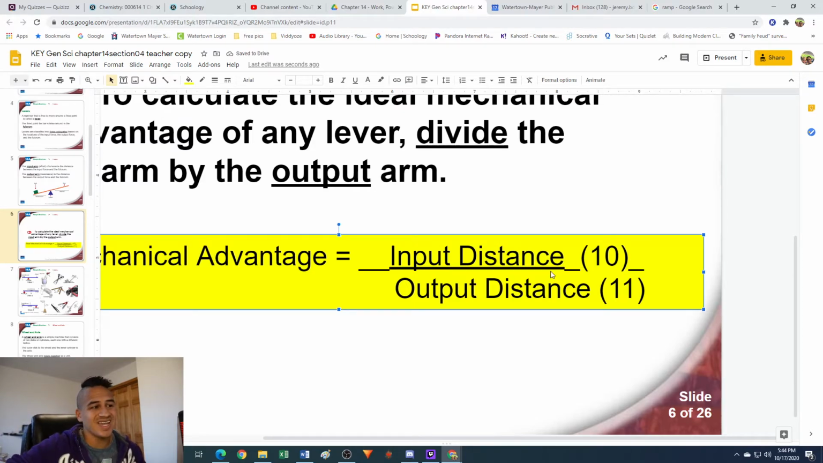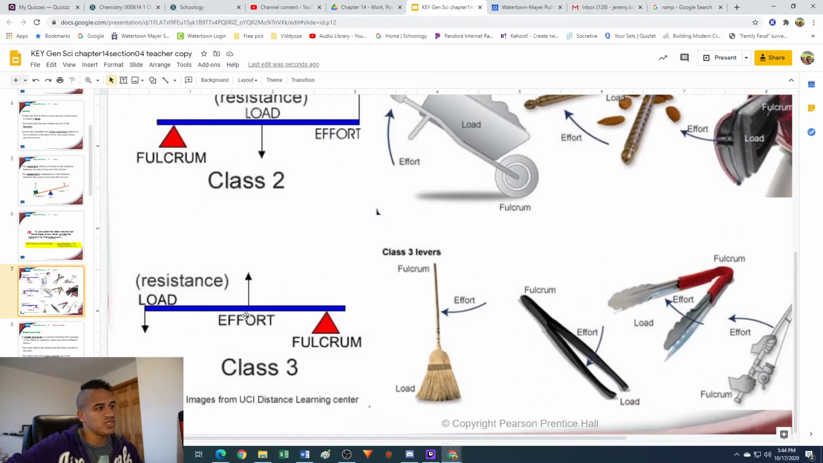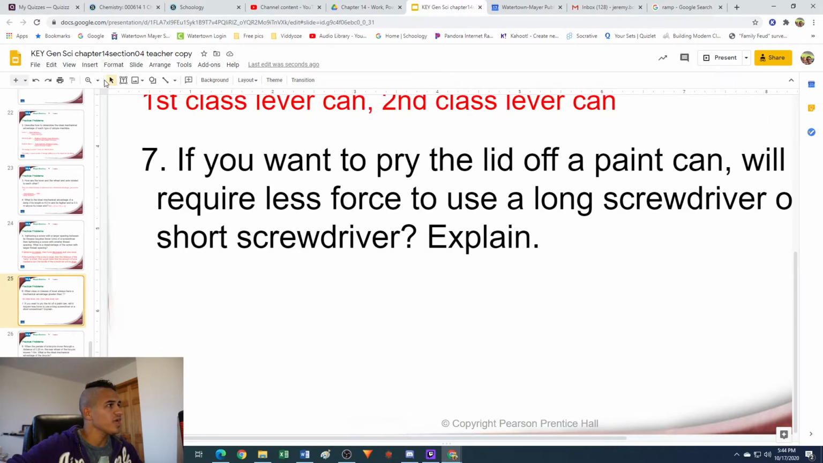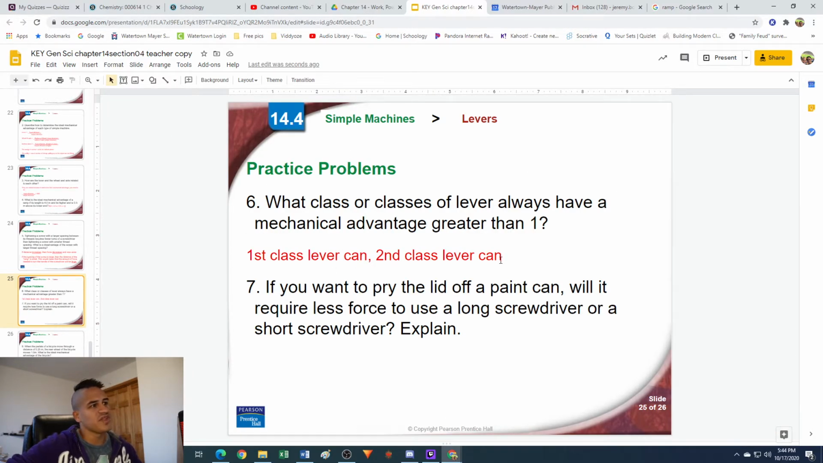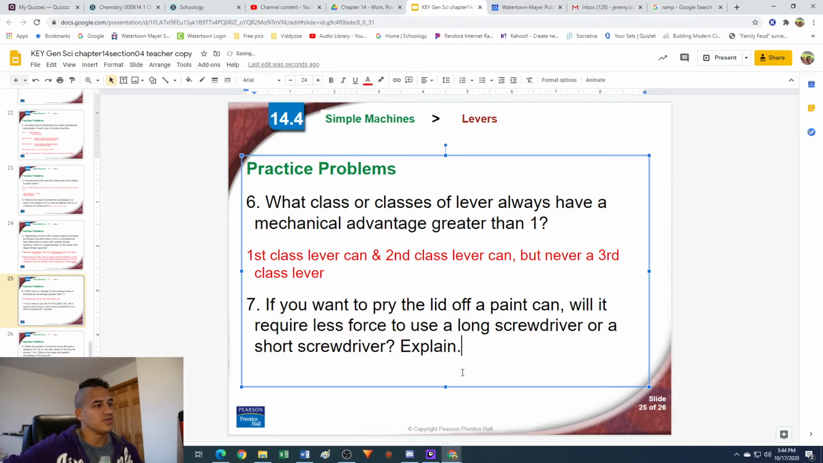So even if the input distance is 10, the output is always going to be a little bit larger, which in this case might be 11, because again, the output is always going to be outside the input. The input's always in the middle. So this means that a third class lever will never give you a mechanical advantage greater than 1. So in our answers here, when the question asks what classes of levers always have a mechanical advantage greater than 1, first class can and second class can, but never a third class. Third class levers will never give you a mechanical advantage greater than 1.